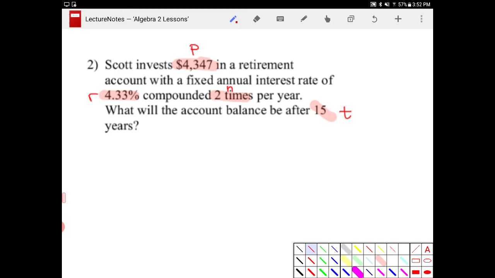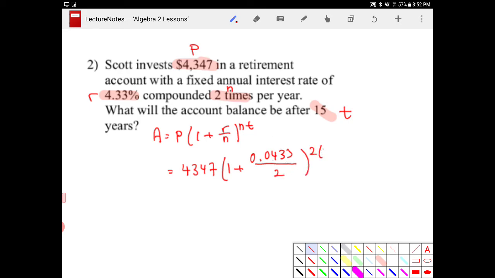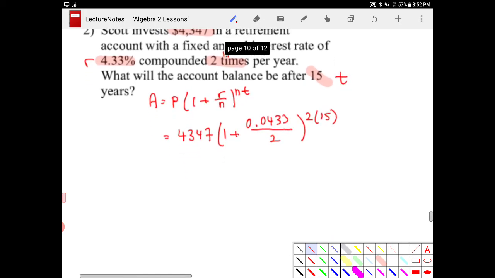So how do we solve this? According to the compound interest equation, I have 1 plus R over N to the NT. I want to make my substitutions. I'm solving for A, so it's 4347 times 1 plus, I need to convert the 4.33% to a decimal, so it's 0.0433 all over 2 to the power of 2 times 15. And what I need to do is evaluate this.